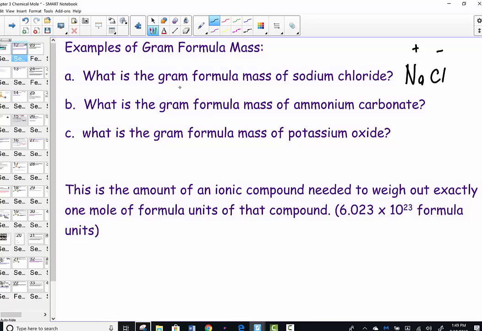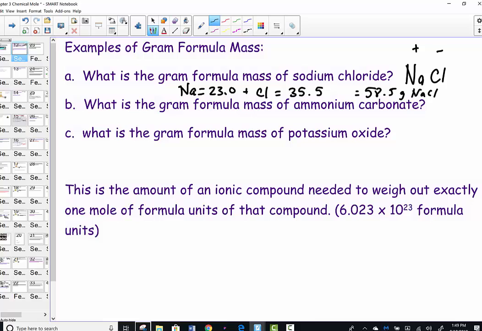If you stare at the chart, sodium has a molar mass of 23.0, and chlorine has a molar mass of 35.45, which I'll round to 35.5. I add the two atoms together to get a gram formula mass, and that's how you come out to 58.5 grams of sodium chloride. Notice how I'm including the label gram.